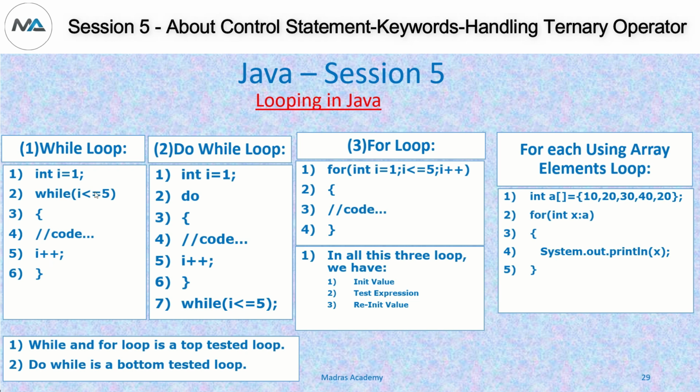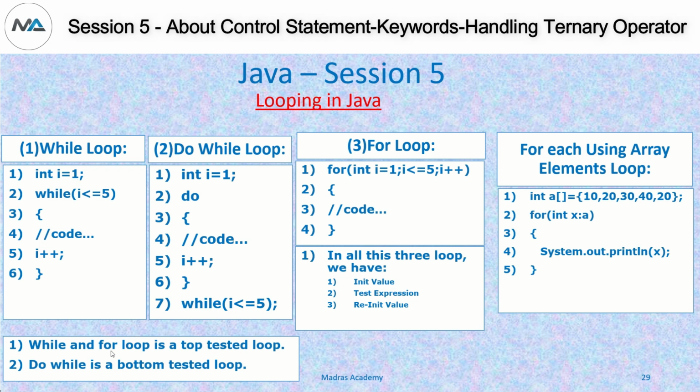If it is 6, the condition is false, it won't execute, it will come out of the code. Okay, like this way it will execute here. And see here I'm having an initial value, test expression, reinit. Everything we are having here. In all the 3 loops you have 3 values. Okay, in the while loop I'm having 3 values, but I write them in different locations.